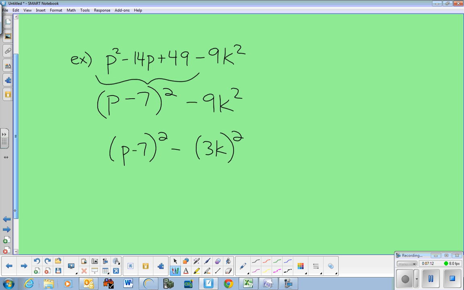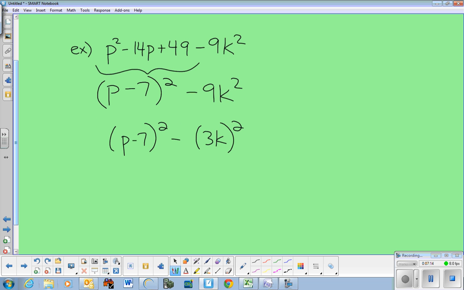Once you recognize it, then it's easy. Then it's a plus b, a minus b. So a plus b would be p minus 7 plus 3k. A minus b would be p minus 7 minus 3k. So that's a way to factor that one. I call it a hidden difference of squares. Our book calls it a harder difference of squares, but get the idea. You just recognize it as a perfect square, and then you can factor it.